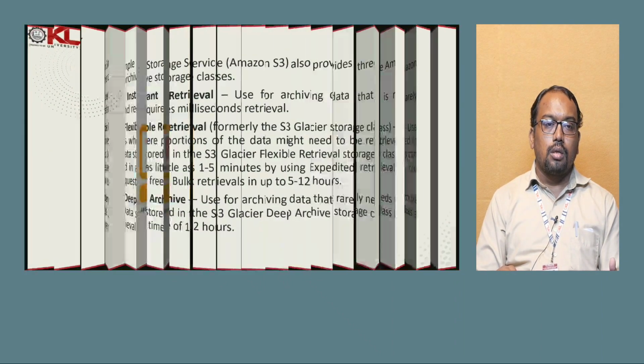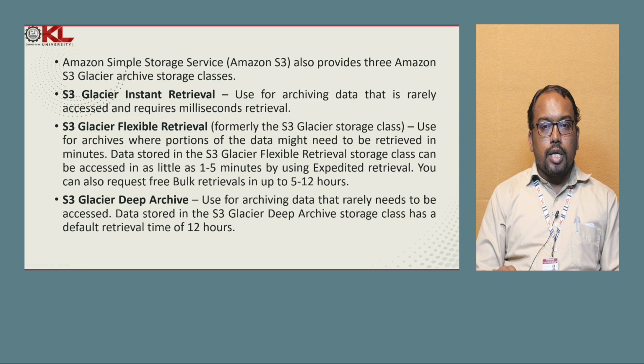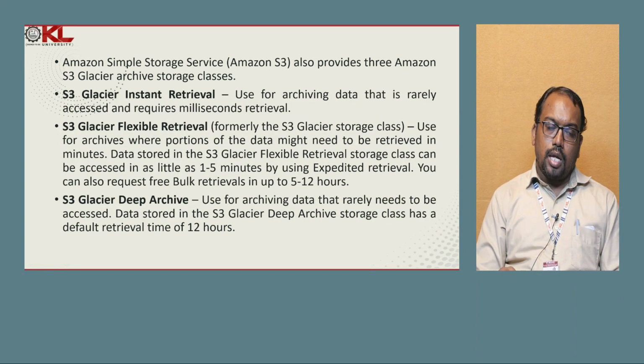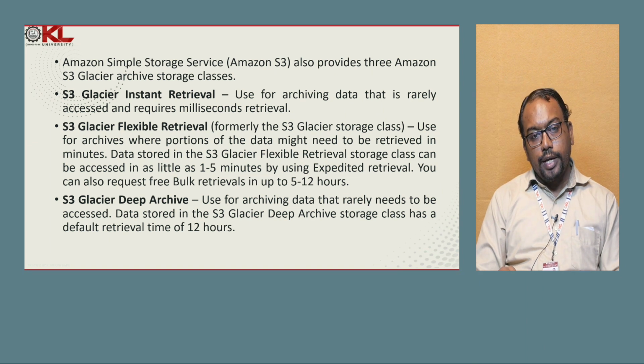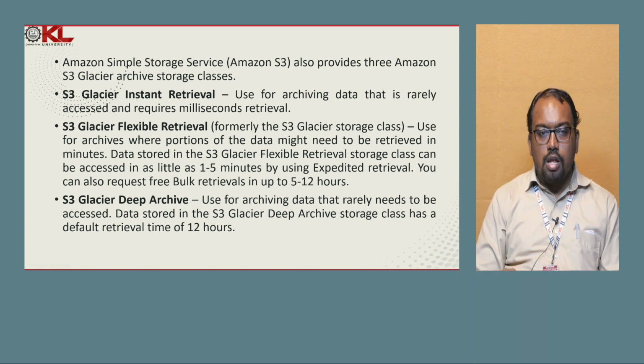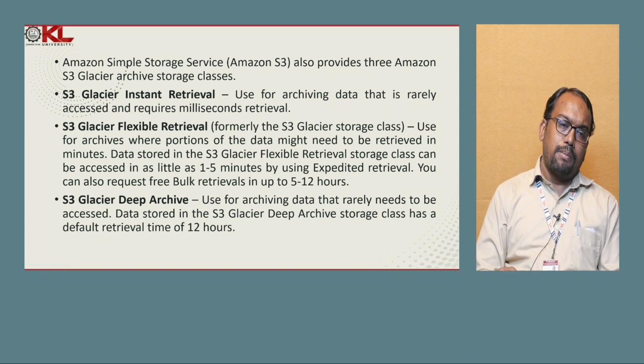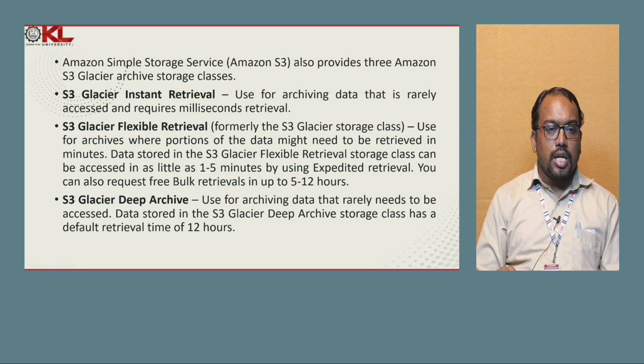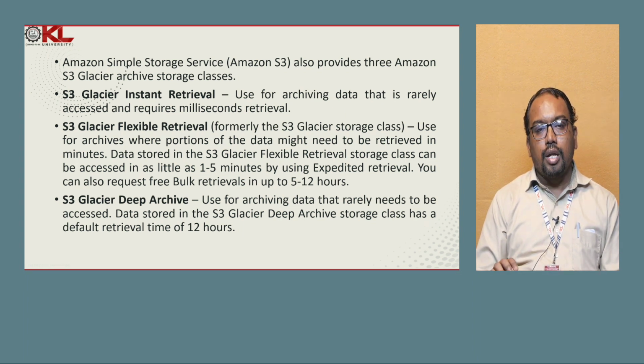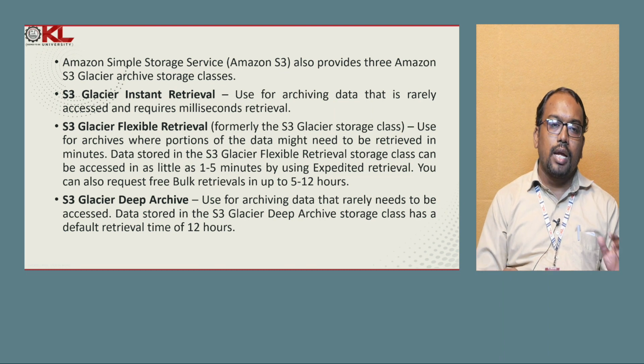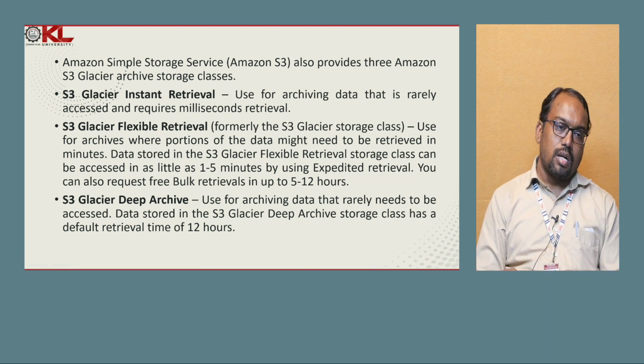S3 also provides 3 Amazon S3-GLACIER storage classes. Again, S3-GLACIER also has 3 types: instant retrieval, flexible retrieval, and deep archive. Instant retrieval is for archiving data that is rarely accessed and requires milliseconds to retrieve. So whenever we want to retrieve instantly, we will store it using instant retrieval.